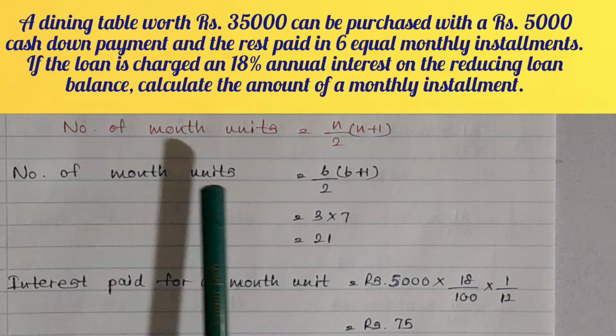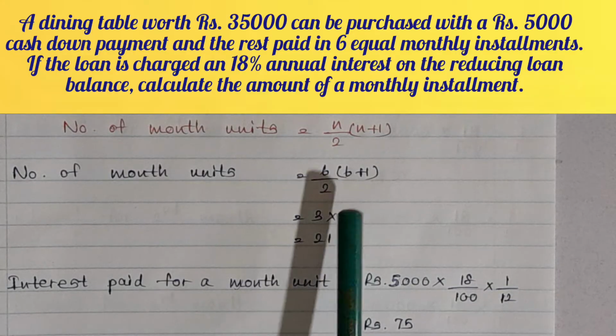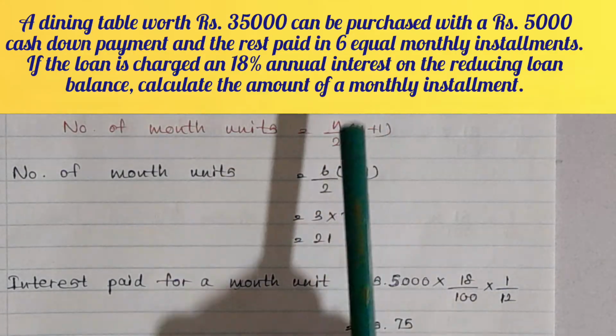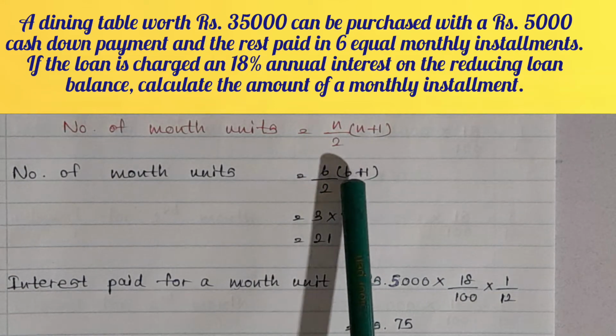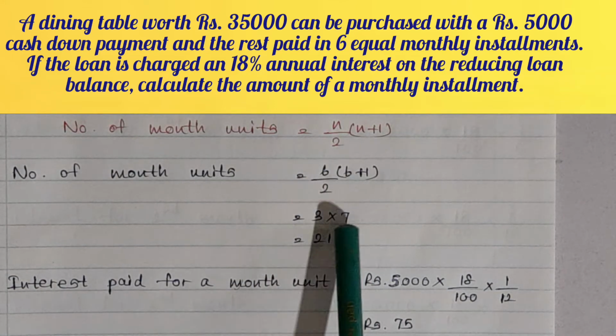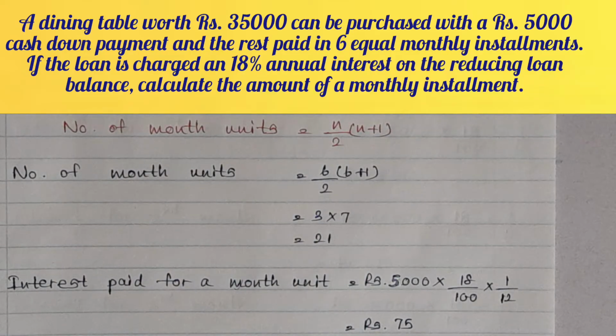Then the number of month units can be found by, according to this problem, the number of monthly installments is 6. So 6 over 2 multiplied by 6 plus 1. Then 3 multiplied by 7, that is 21. Number of month units is 21.